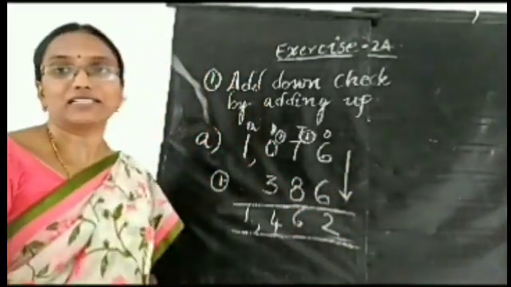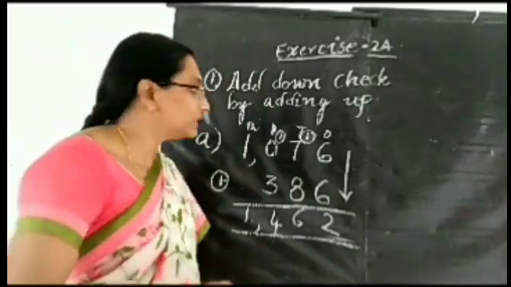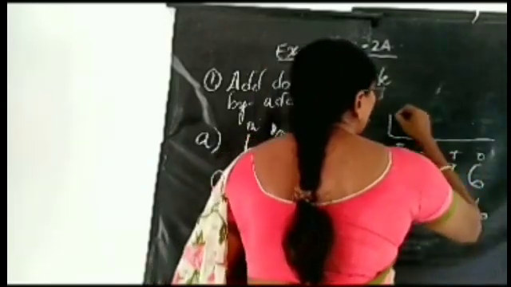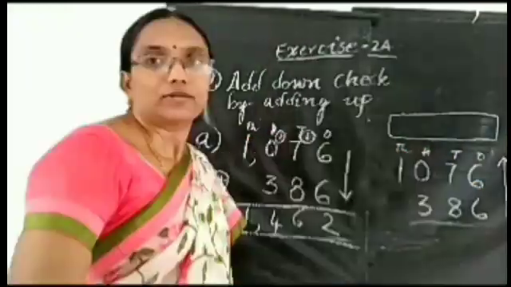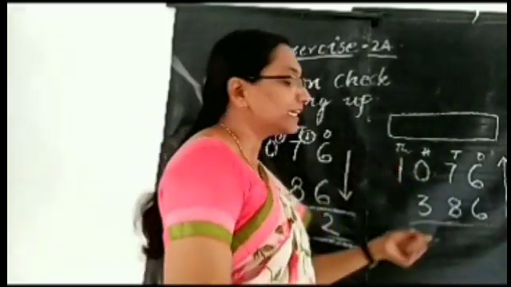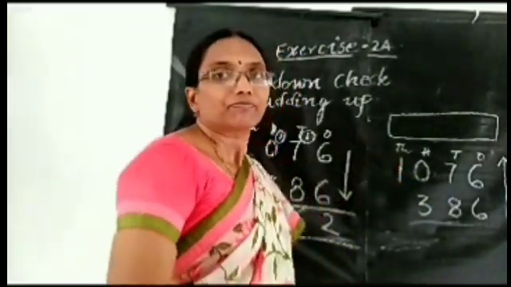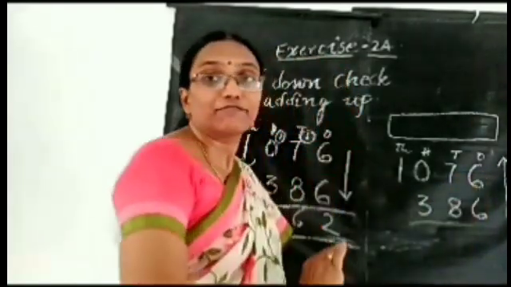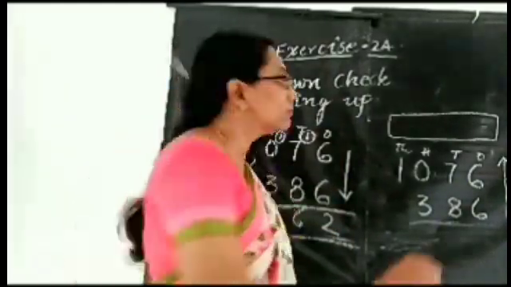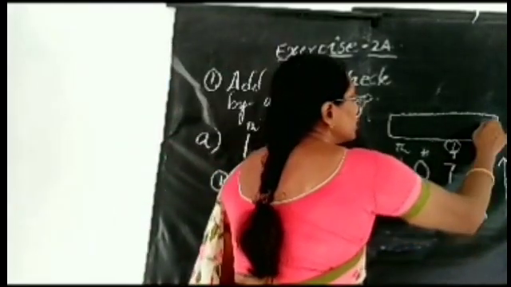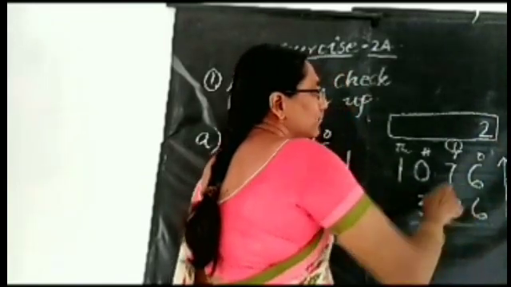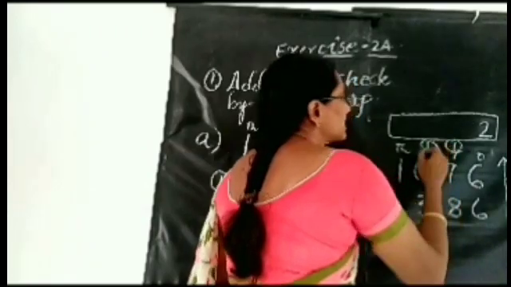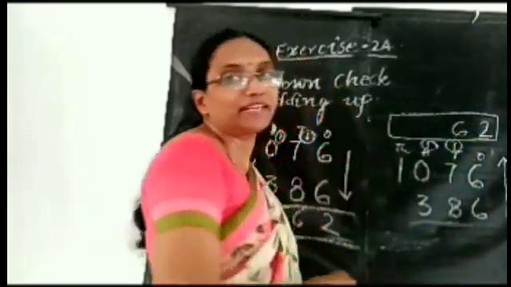Now we will check our answer, whether it is right or wrong, in this way. Hundreds, thousands. Here add up. Write the answer at the top. Okay. Start addition from the ones place. Here see, 6 plus 6. I am going from down to top. 6 plus 6 is 12. Write 1 here in the tens place, 2 here in the ones place. 8 plus 7 is 15. 15 plus 1 is 16. Write 1 in the next place and 6 in the same place.